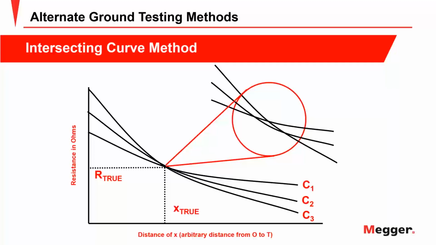And if you want to have an extra confidence factor built into this, you can actually go out to the site and put your current probe in, your potential probe in at that point, and guess what? Your reading is going to agree with the reading that you got off of this graphing procedure. And so that would be what you would submit as your test result. Okay, next.